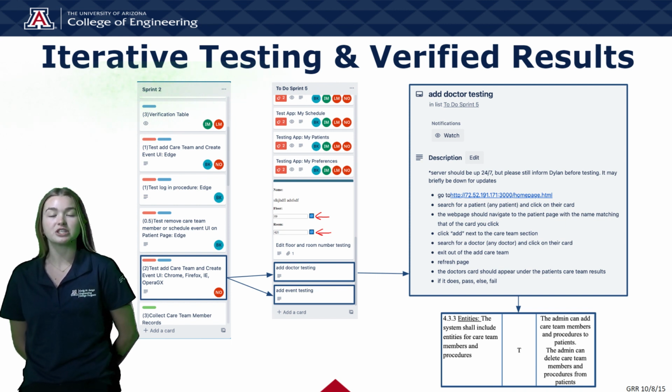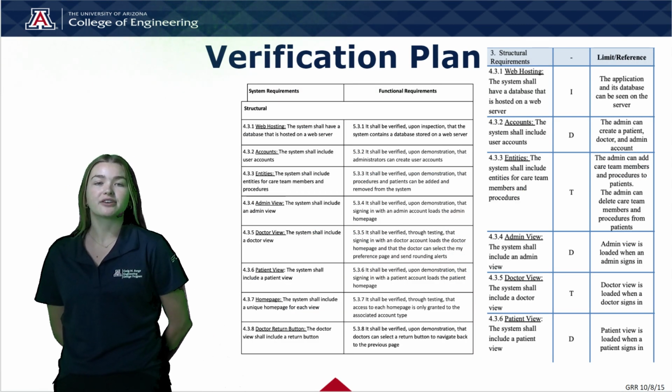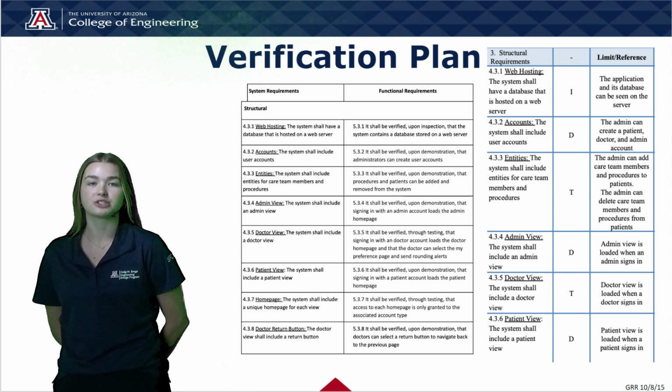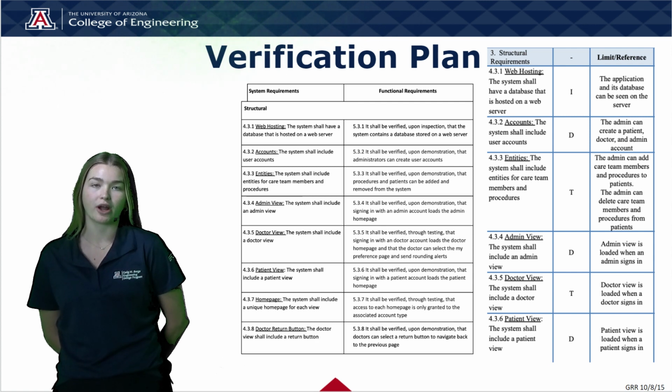For example, in Sprint 2, we looked at the user interface for adding care team members and events. After first verifying this interface, the application functionality of adding doctors and events to a certain patient was tested in Sprint 5. This process allowed us to verify the functionality of our system components, and we later used these results to create the final verification plan for how we would verify each system requirement.